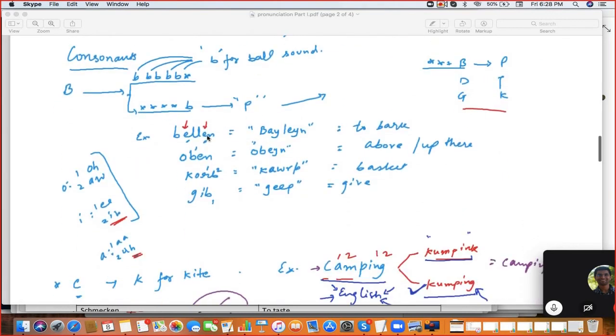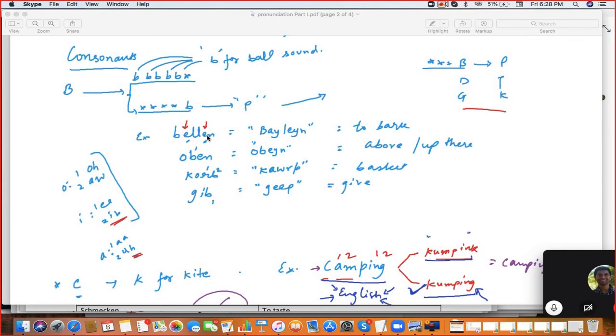Then next is B. In the end it is P; at the beginning or middle, B is for Bombay. Speak the example. Belen. Oben. Corp. Keep.